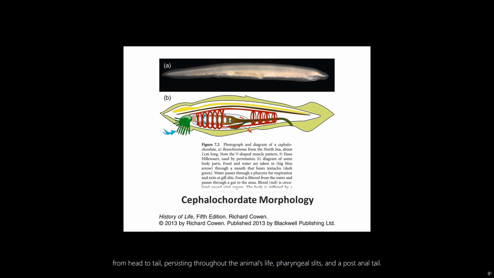This is a diagram and photograph of a cephalochordate. Now, notice that the V-shaped muscle pattern is very visible. This is a feature of vertebrates. If you've ever eaten fish, you may have noticed this pattern in a piece of baked fish.